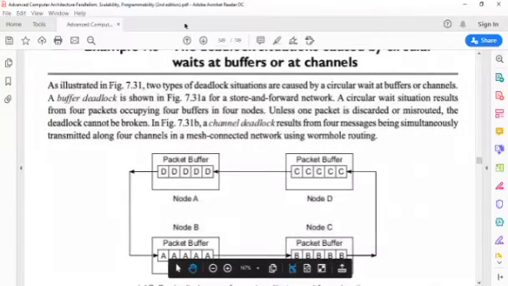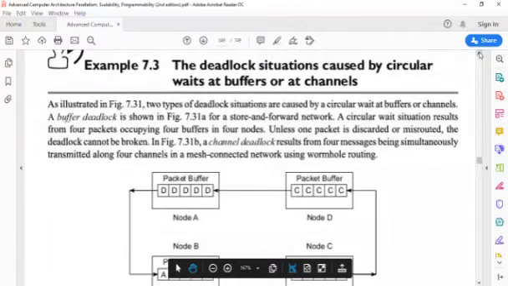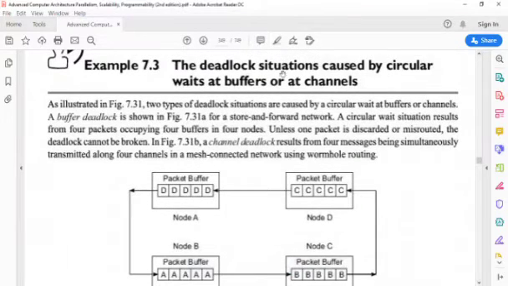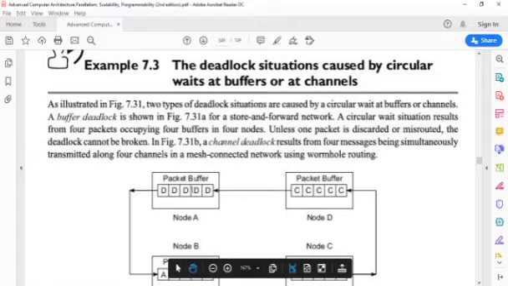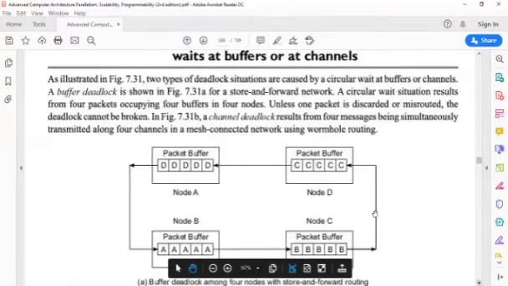Here they give an example of a deadlock situation when we are sharing virtual channels. The data may appear either in the buffer or in the channels. There are two types of deadlock situations caused by a circular wait. So what do we mean by circular wait? One node is holding a resource, and that resource is needed by another node. Both are not releasing their own resources. Here they create a circular wait deadlock situation.